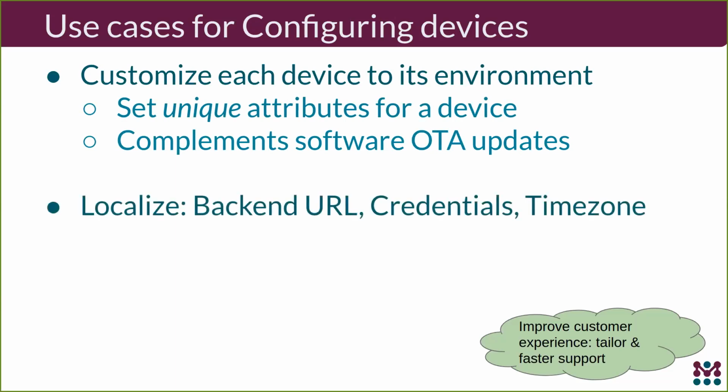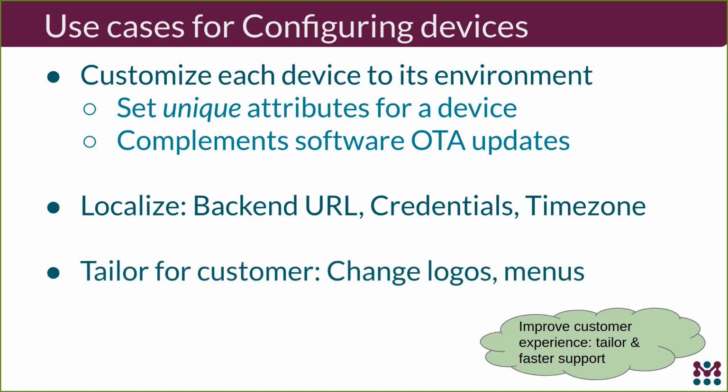A typical use case is to localize the device, which could be the backend. So it should use a different backend if it's in the United States versus in Europe, for example. And credentials often go together with that. Or it could be the time zone as well, based on the location of the device. Or if you have a device with a display, you can change the logos or menus if it's used in commerce for the device nightly, let's say, through a deployment.